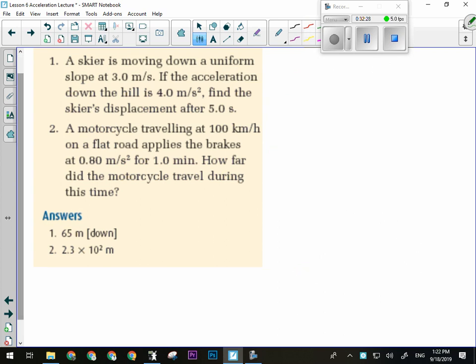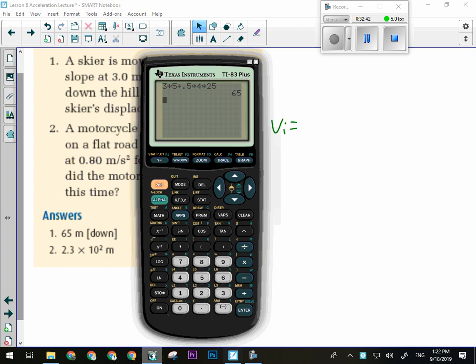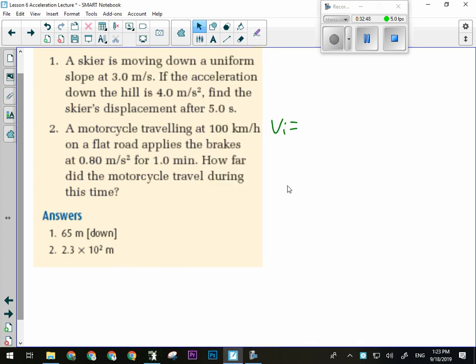Okay, so let's have a look at number 2 then. In this one here, the motorcycle's traveling at 100 kilometers per hour. So vi will be 100 divided by 3.6, like what, 27.7 or something like that? 27.77, yeah. So I'll just get that number in my calculator so I have it. 100 divided by 3.6 is 27.7 repeating.